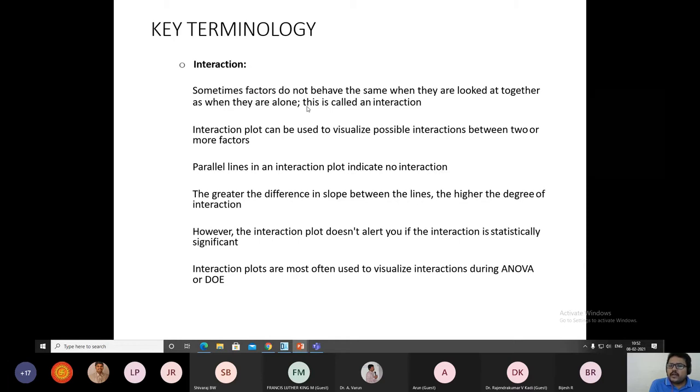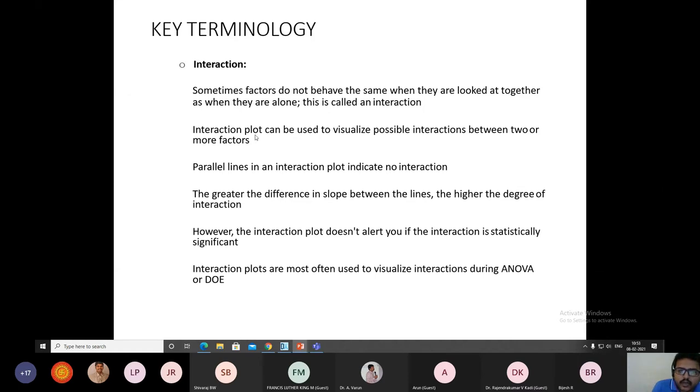Means when they are alone, the response may be different, and when they are put together, the response may be different, right? So that is called an interaction. We call it interaction, right? An interaction plot can be used to visualize possible interactions between two or more factors, right?